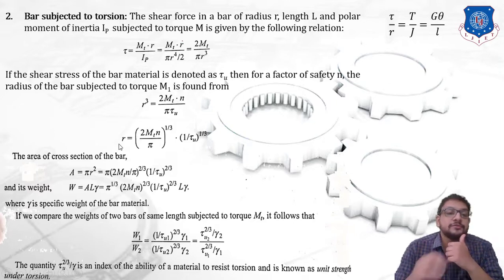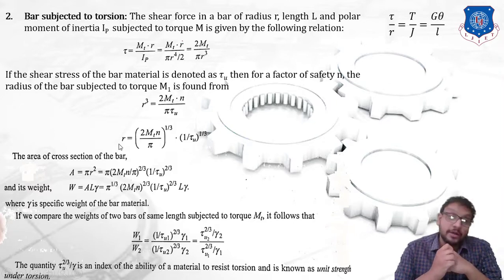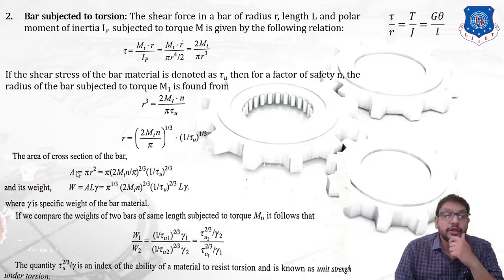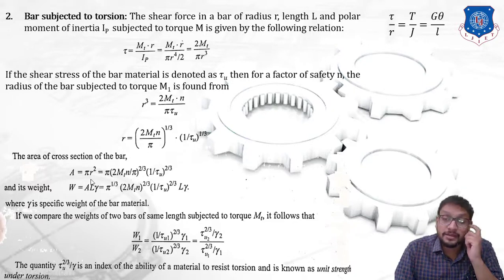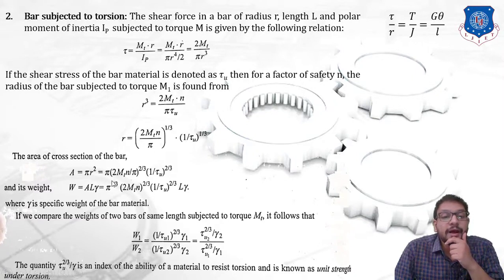Now from this radius we need to find the cross sectional area of the bar. We know the equation for area: pi r square, since the cross section of a bar is a circle. So pi r square is equal to pi times this entire term raised to the square. The equation finally becomes pi in a bracket 2 Mt n upon pi raised to 2 by 3, in a bracket 1 upon tau u raised to 2 by 3. So this is our equation of area for a bar subjected to torsion, that is a twisting moment.